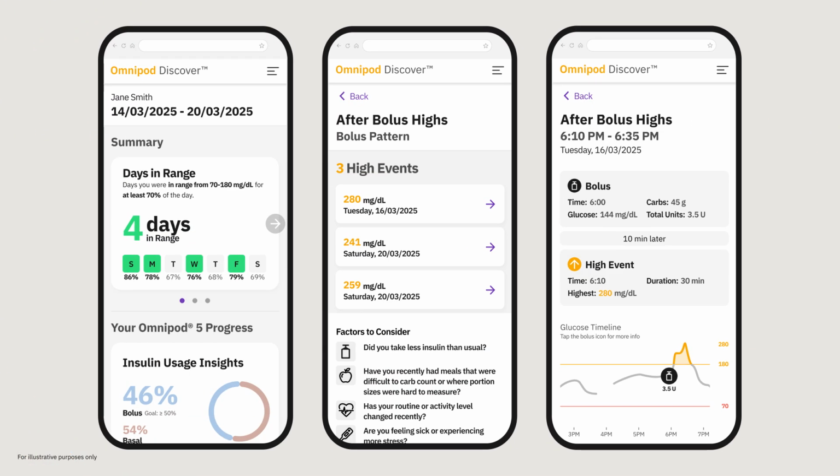By checking your weekly summary, Omnipod 5 progress, and patterns found, you can learn more about your glucose, insulin use, and what's working well. The more you understand your data, the easier it is to talk with your healthcare provider and make decisions together.